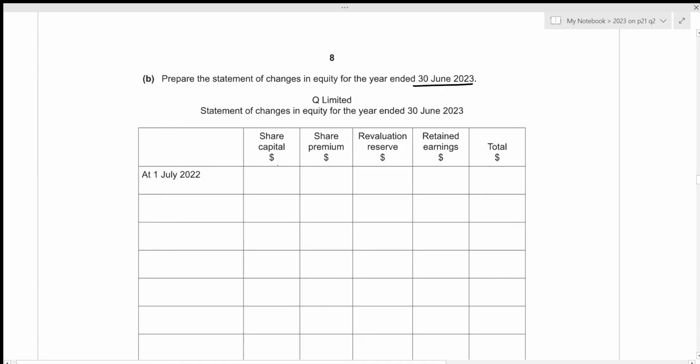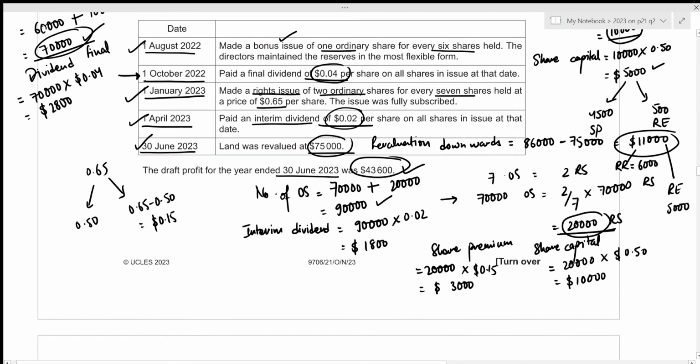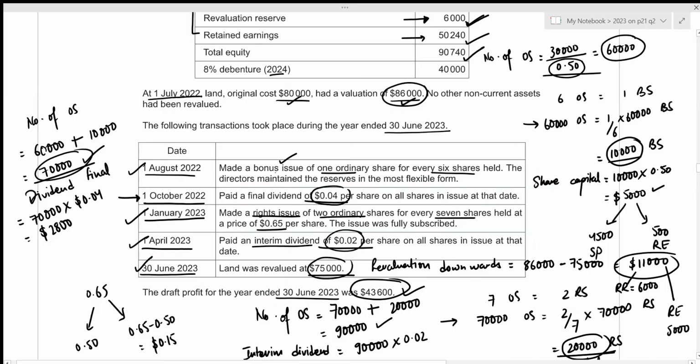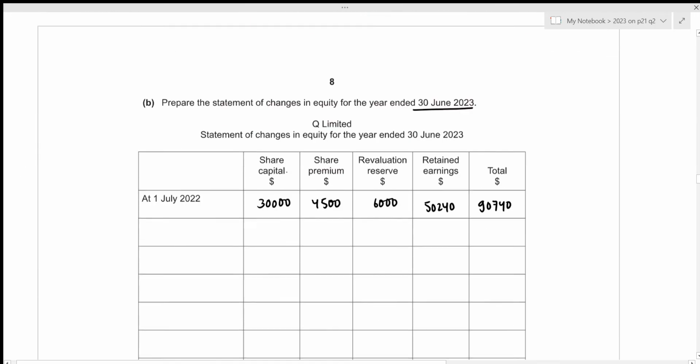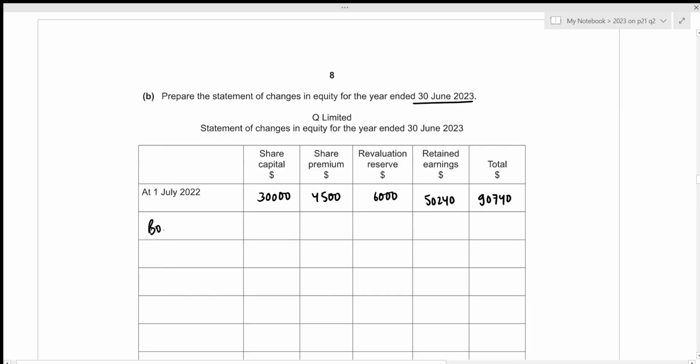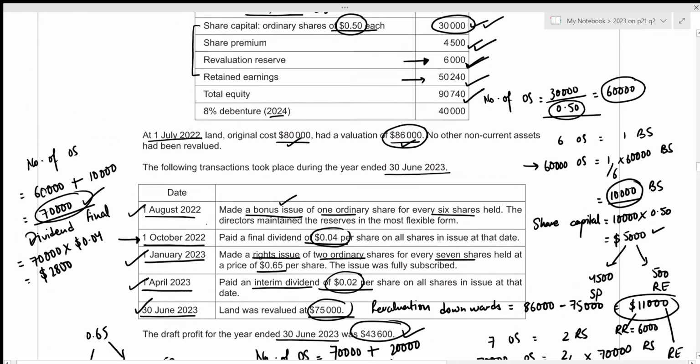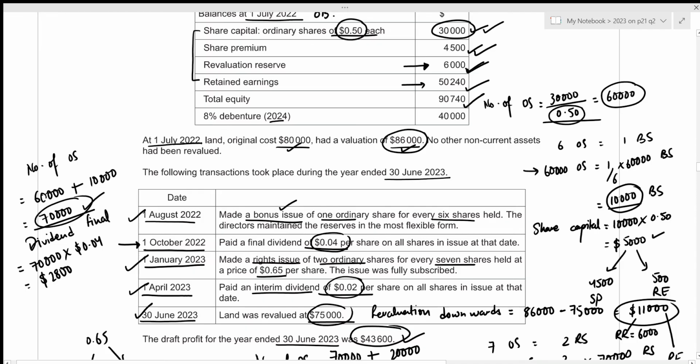Let's write it down. So for share capital, it was 30,000. For share premium, it was 4,500. For revaluation reserve, it was 6,000. For retained earnings, it was 50,240 and the total was 90,740. Now we need to start with our transactions. So the first transaction was the bonus issue. Let's write it down. That's the bonus issue. And we have already calculated everything, so we just need to include those amounts now.